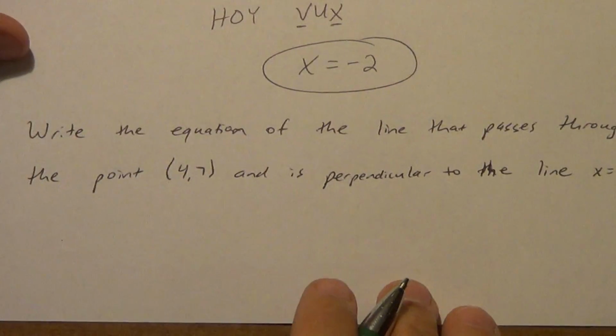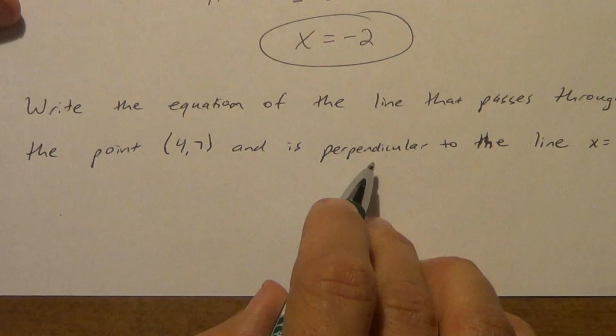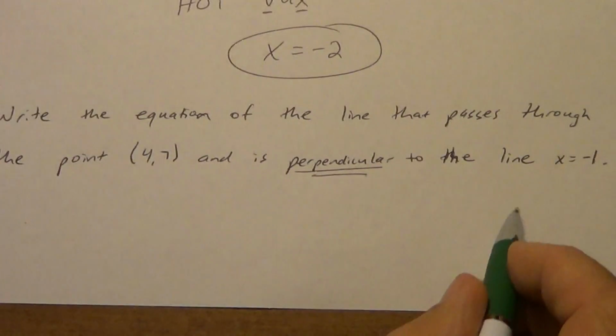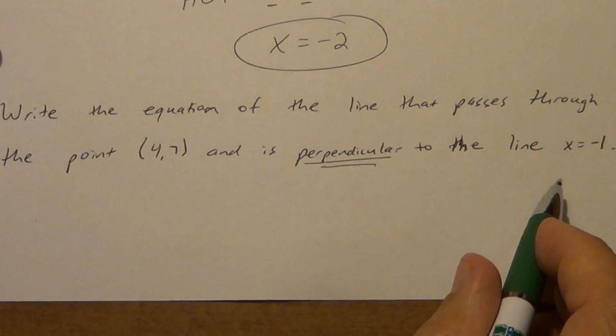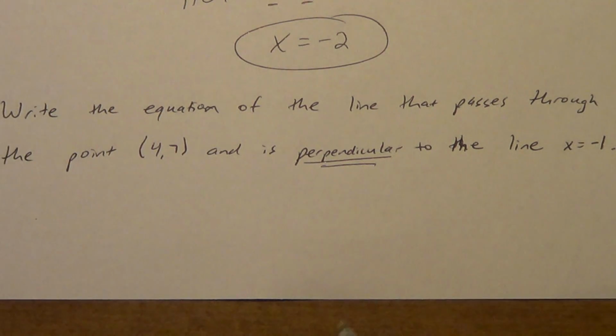Okay, let's look at this one. Write the equation of the line that passes through the point 4, 7 and is perpendicular to the line x equals -1. So copy that down. Once again, pause, rewind if you need to, but get it copied down because I'm going to move on pretty quick.